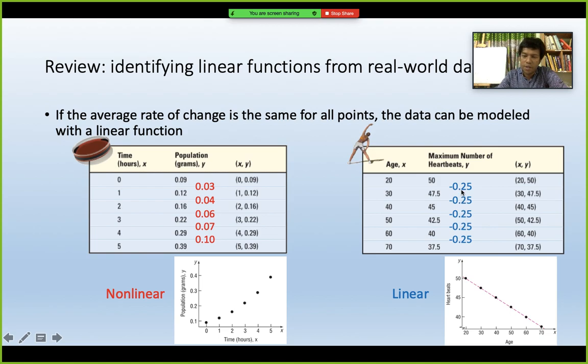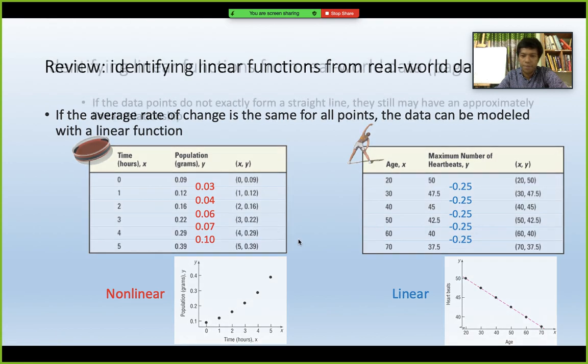Another way to understand which one is linear and which one is non-linear is, if you graph some data from a linear progression, then they will represent a straight line. You will get a straight line. And non-linear means you will get a curve. This is a curve.